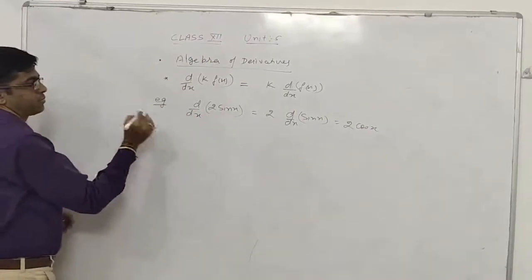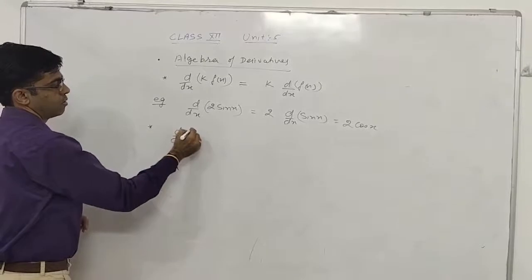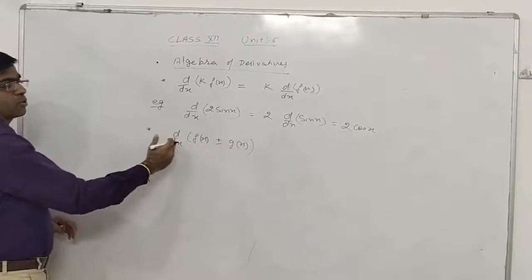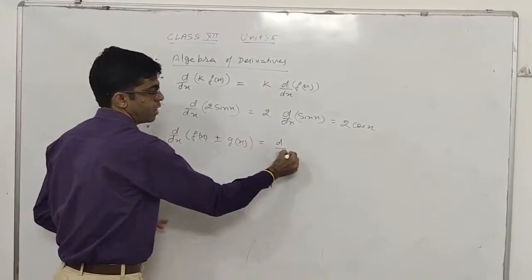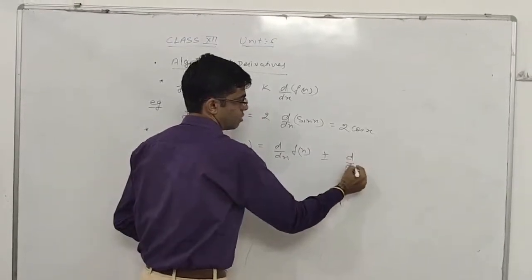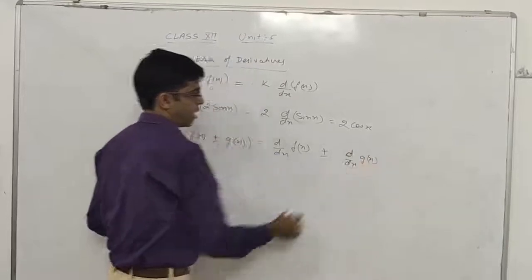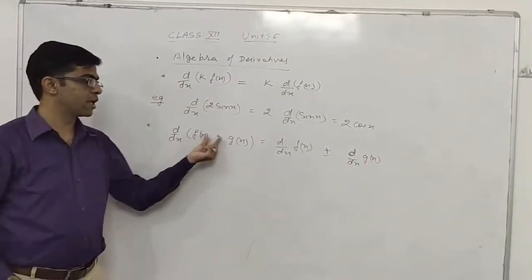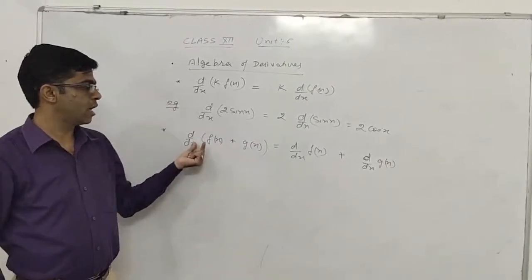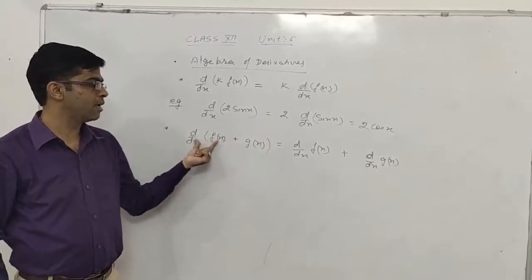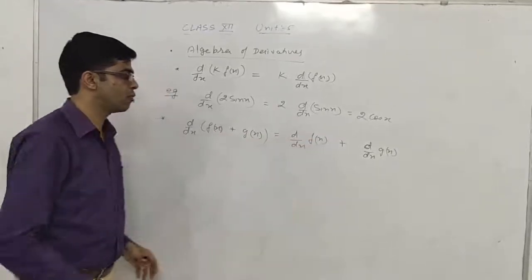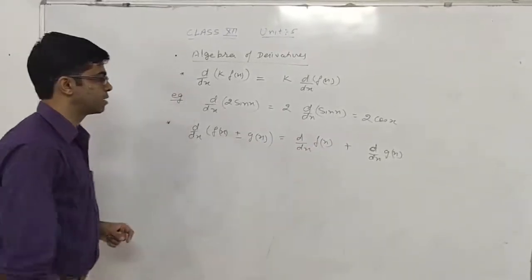Now the next is d by dx of f x plus minus g x. So separately you can do the differentiation, like d by dx of f x plus minus d by dx of g x. What is the meaning of this? Means if there are two functions and there is addition of two functions and you have to do the differentiation, you can separately differentiate the first function, then separately differentiate the second function, then you can add the result of both. Similarly in case of subtraction.